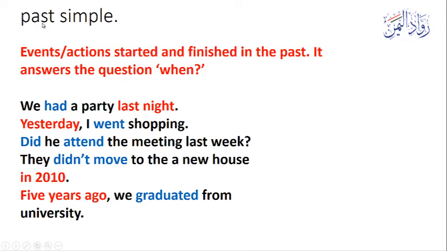Past simple tense. Past simple tense describes actions or events started and finished in the past. It means it doesn't have any connection to the present. It answers the question when. You can answer the question when you use this tense. For example, we had a party last night. The party started and finished last night. Yesterday I went shopping.